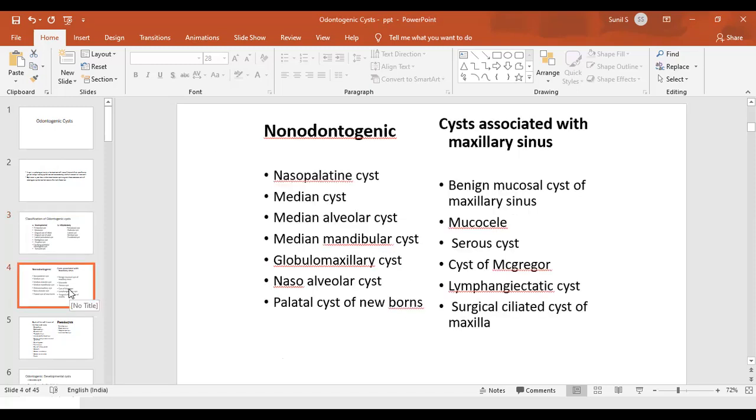Non-odontogenic cysts are nasopalatine cyst, median cyst, median alveolar cyst, median mandibular cyst, globulomaxillary cyst, nasoalveolar cyst, and palatal cyst of newborns. Then you have cysts associated with maxillary sinus also, like benign mucosal cyst of the maxillary sinus, mucocele, serous cyst, cyst of McGregor, lymphangiectatic cyst, surgical ciliated cyst of maxilla.